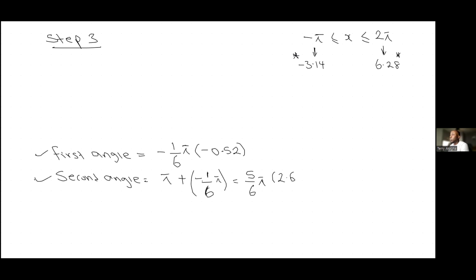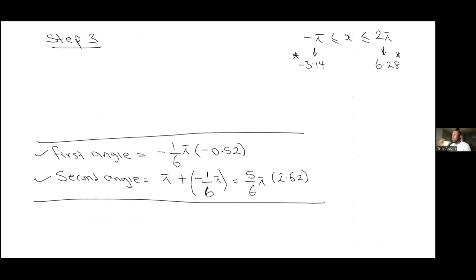So the same thing as 2.62. So we've gotten the first angle. Okay. And we've gotten the second angle. So now, as you know, when we're going in the positive x direction, we need to keep on adding what? Now, 360, but now because we're working in radians, we need to be adding what? 2 pi. So when we're going in the positive x direction, we'll be adding 2 pi. And when we're going in the negative x direction, we'll be subtracting 2 pi.